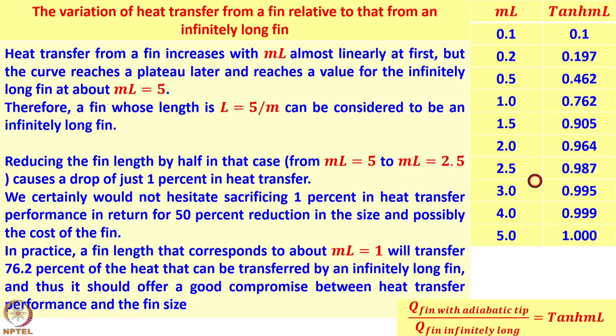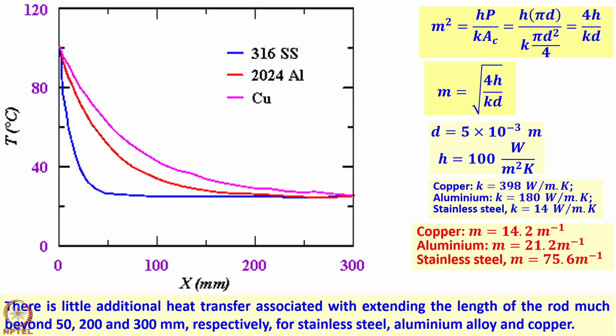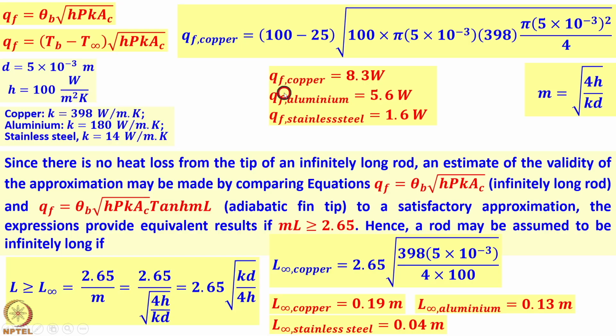Now, armed with this, we solved a problem, and we took three materials, that is stainless steel, aluminum and copper, and this is the temperature distribution for an infinitely long fin we got. With just the temperature distribution we cannot make a choice, so we computed the heat transfer rate, or the dissipation rate, from each of the fins. You can find that the copper fin dissipates 8.3 watts for a length of 0.19 meters. Beyond 0.19 meters it is not effective because I have taken an ml of 2.65.